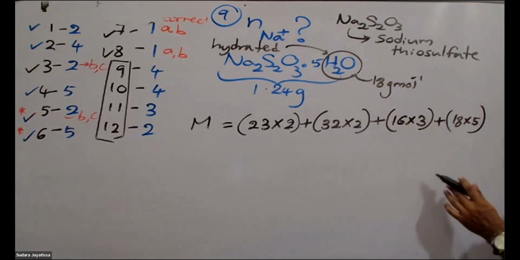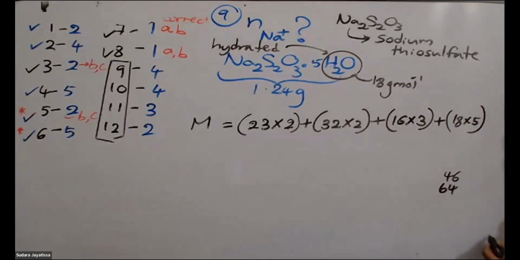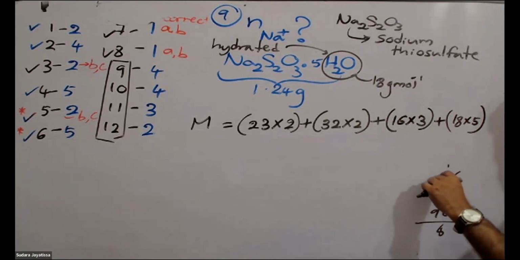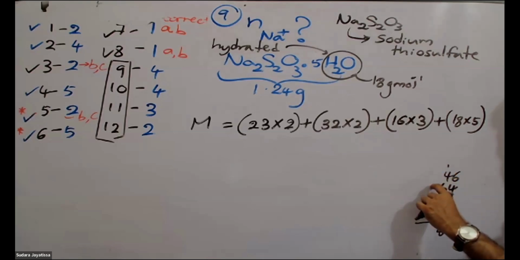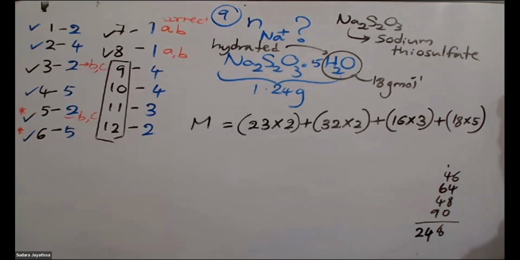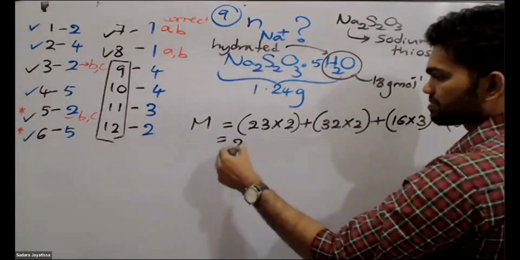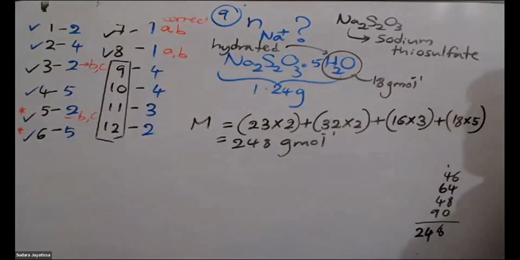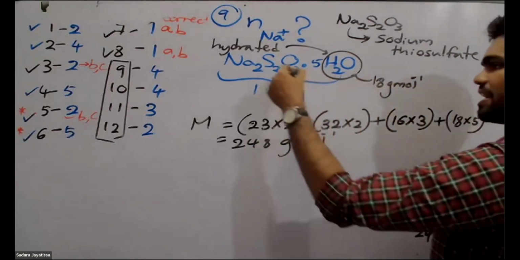Then you can see 23 into 2 is 46, 32 into 2 is 64, and 16 into 3 is 48, and 18 into 5 is 90. So if you add them up, it's 248. 248 grams per mole. Then you can find now, from the whole compound, they have given this mass.